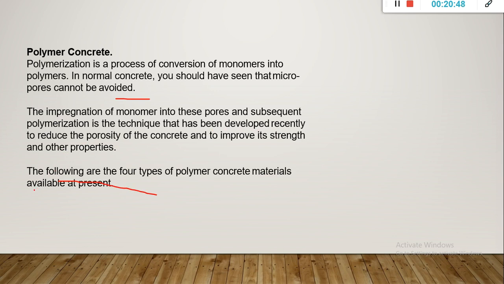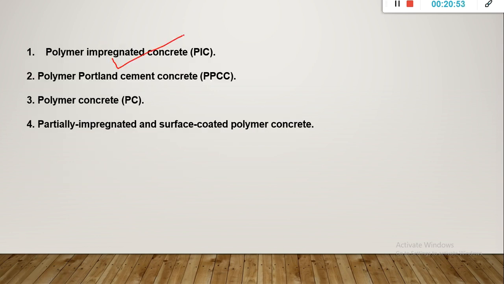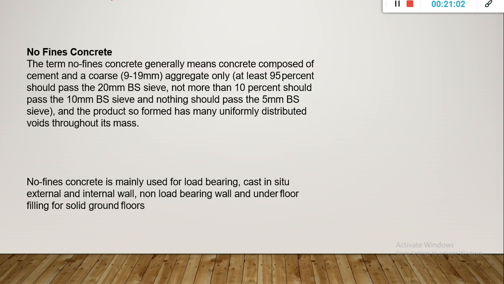The following are the 4 types of polymer concrete. So polymer concrete ot kisman type ase: polymer impregnated concrete, polymer Portland cement concrete, polymer concrete, and partially impregnated and surface coated polymer concrete. Last type of concrete, no fines concrete.